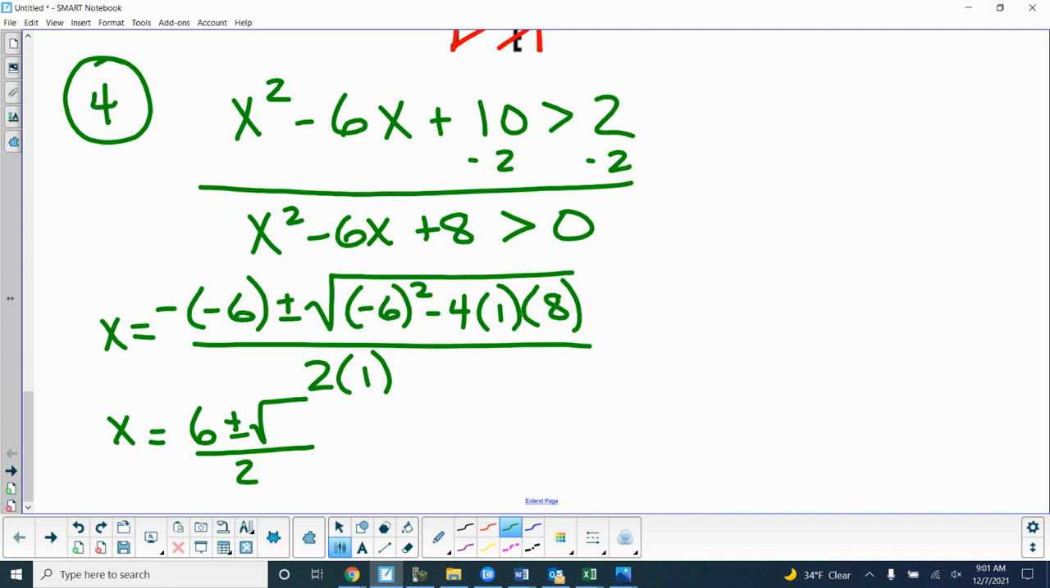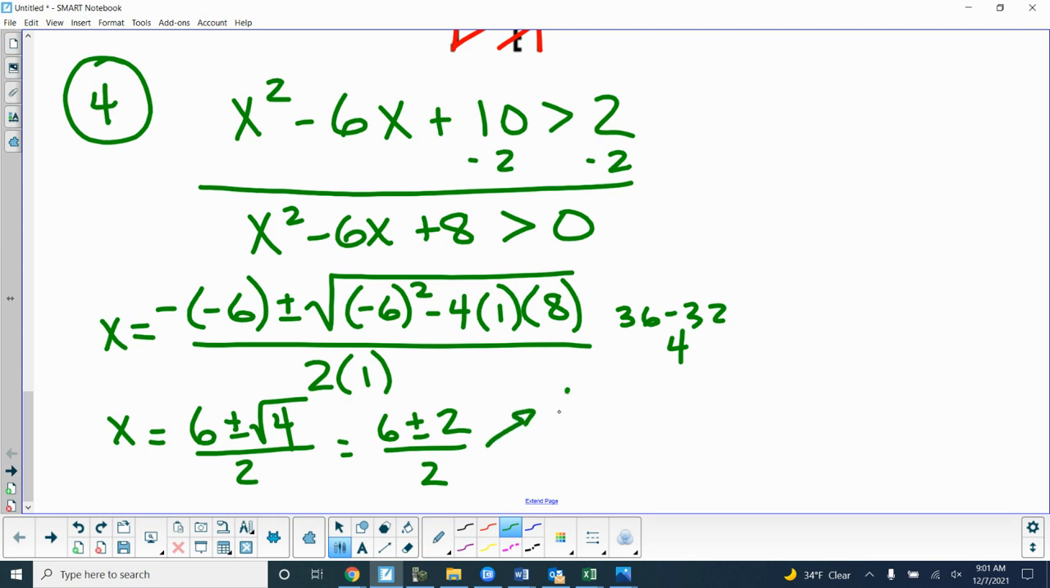Negative 6 squared is 36. Negative 4 times 1 is negative 4. Times 8 is a negative 32. That's 4. That's nice. What's the square root of 4? 2. So I can make this 6 plus or minus 2 divided by 2. All right? And then there's two answers I've got to find there. These two answers we call the critical values. They're the numbers we're going to put on our number line. All right? And then we'll graph our number line.